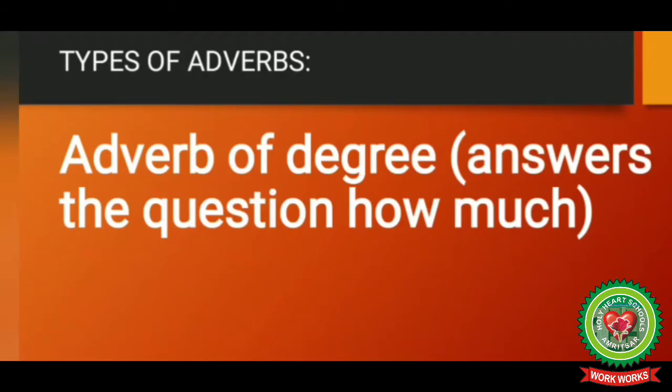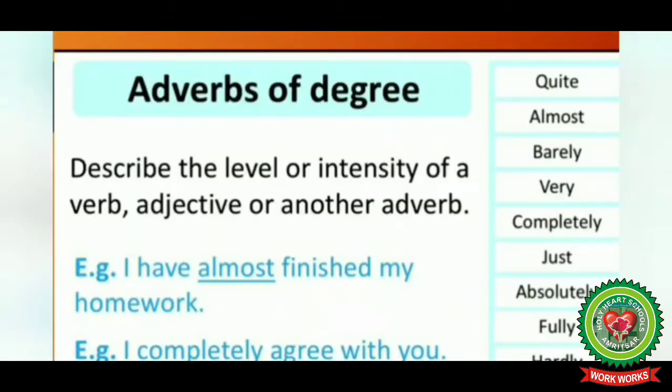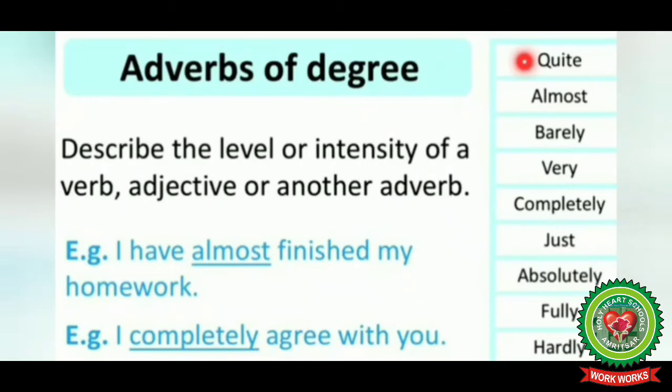Our next type is adverb of degree. Adverb of degree answers the question how much. These kinds of adverbs describe the level or intensity of a verb, adjective or another adverb. It tells how much or to what extent something is done or happens. And different words for adverbs of degree are quite, almost, barely, very, completely, just, absolutely, fully, hardly.